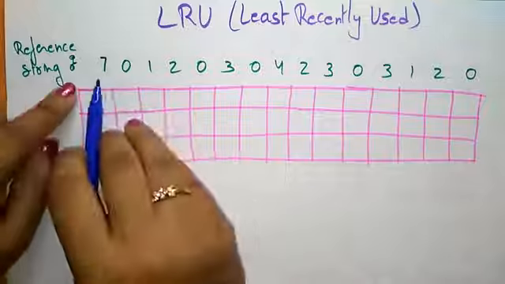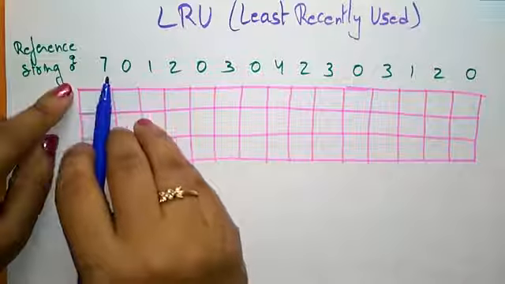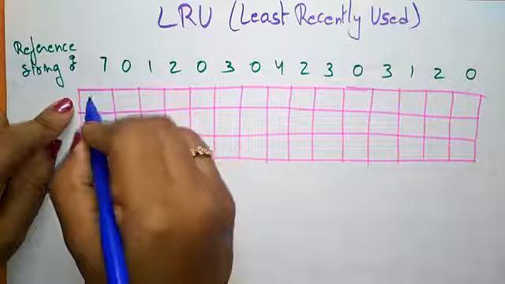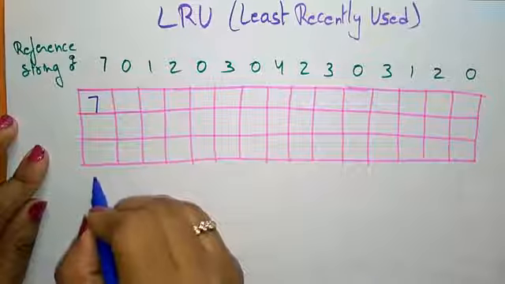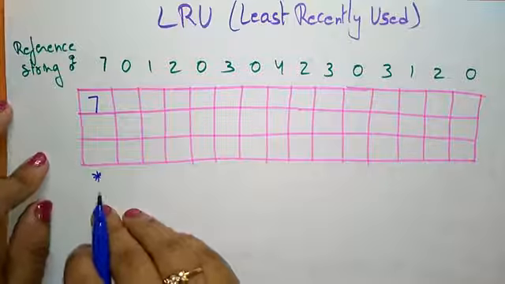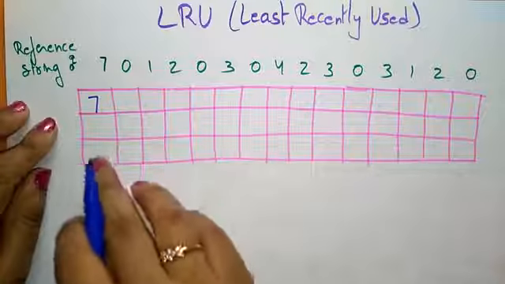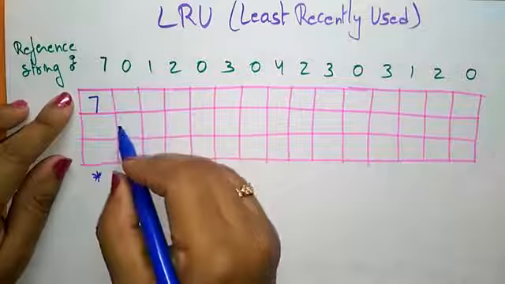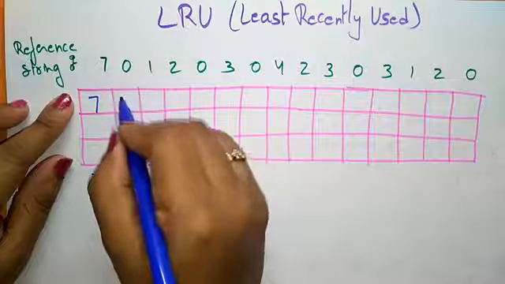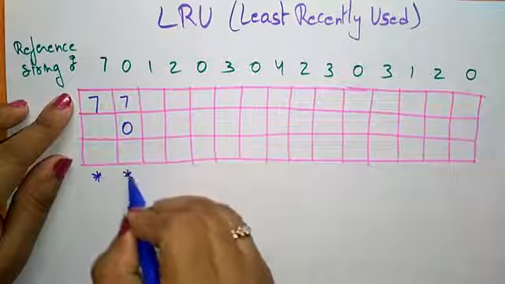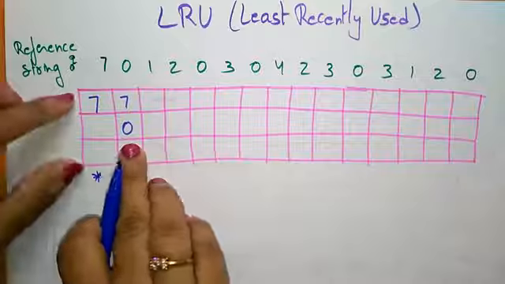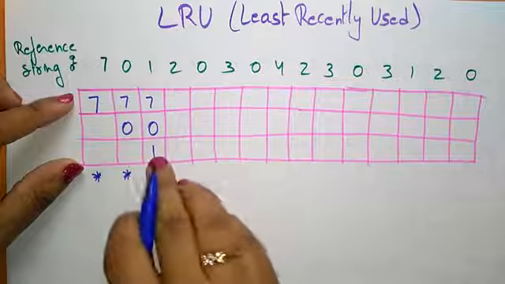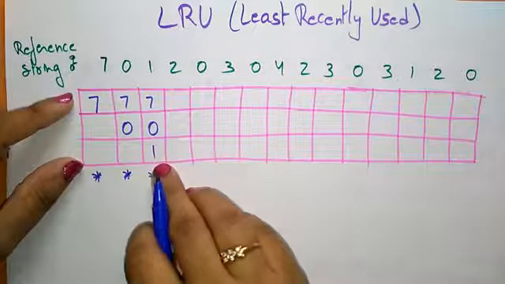First, the page referenced by the user is 7. 7 is not in the main memory, so we have to bring it from the disk and place it in the main memory. So a page fault occurs. Because the requested page is not present in the main memory, you call it a page fault. Next I have to place 0. Already the frames are free, so just place 0. This is also a page fault because 0 is not present in the RAM. Next I have to place 1: 7, 0, 1. This is also a page fault because 1 is not present in the RAM.